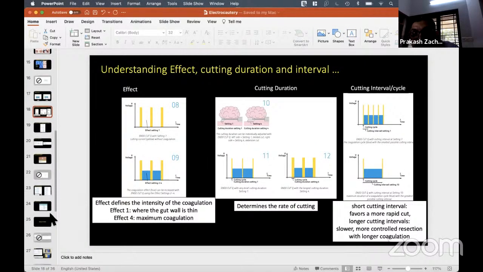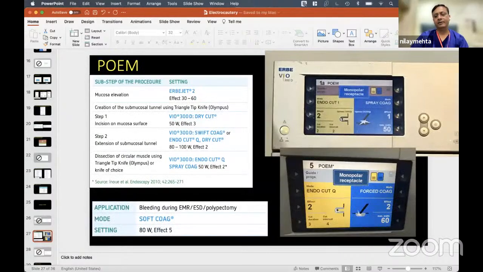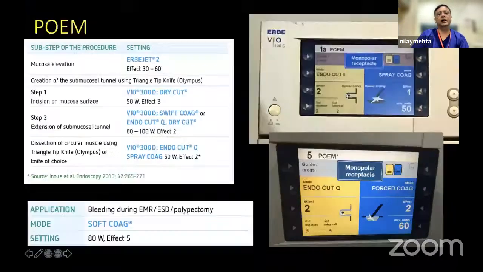electrocautery which you have. So that brings to Truptesh, you said different current what you use. So at your center for POEM, what settings do you use? And also I would like to have feedback from Prakash.